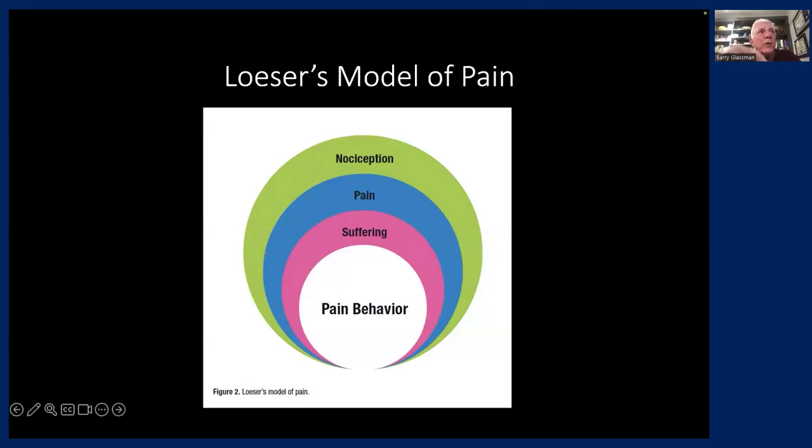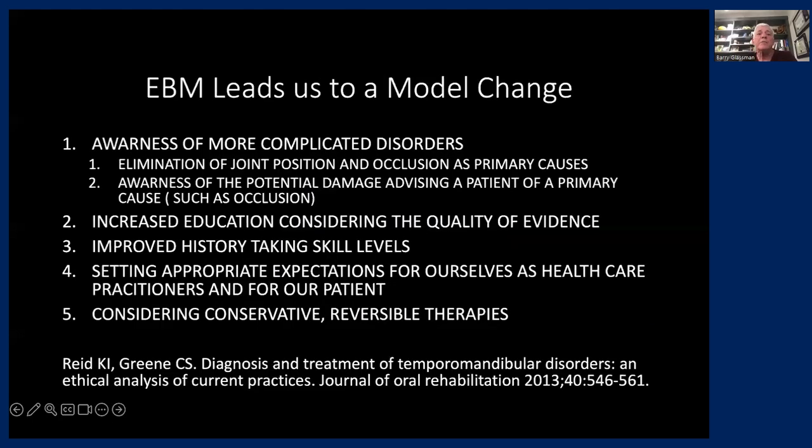So to simply think that we can look at symmetry or structure and resolve patients' pain across the board is at least problematic. So we have to be more aware of more complicated disorders, increase education, and improve our history-taking skills. There's no question that the number one way to help patients, both by gaining information and by starting to develop the relationship that we need in order to provide them the help that they need, is with a well-taken history.